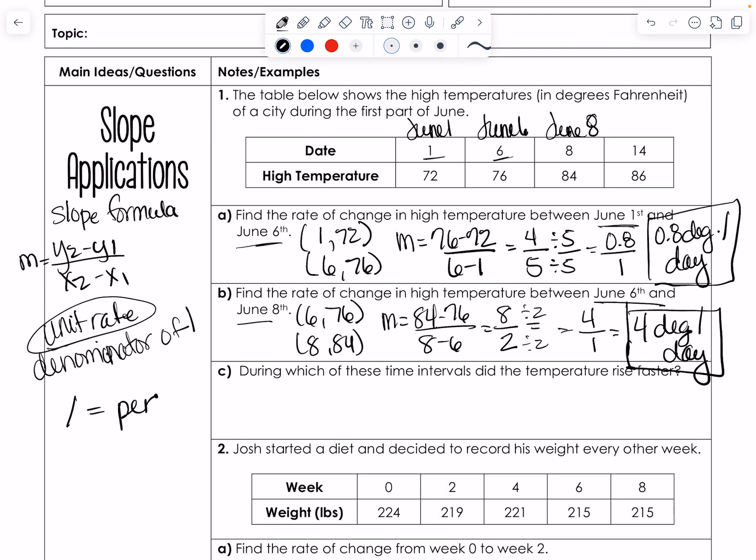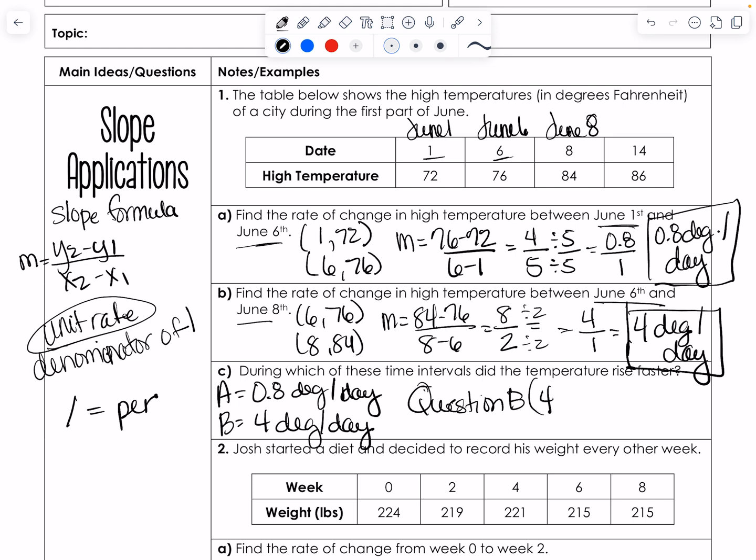Okay, moving on to the next. It is asking, during which of these intervals did the temperature rise the faster? So you have problem A and problem B. On A, it was 0.8 degrees per day, and B was 4 degrees per day. So B is your answer, with 4 degrees per day, because 4 is bigger than 0.8.